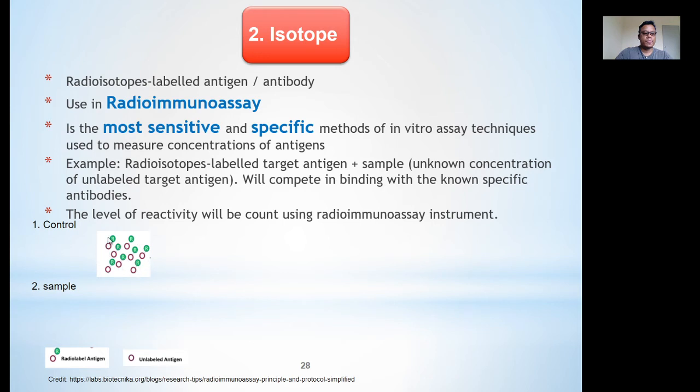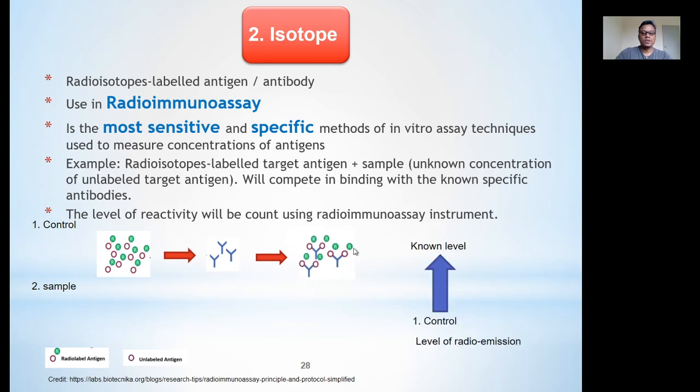So first, the antigen reagent that is already labeled with the radioisotope, we will mix with the antiserum specific to the antigen, and they will form antigen-antibody complex, and afterward we will measure the level of radio emission.